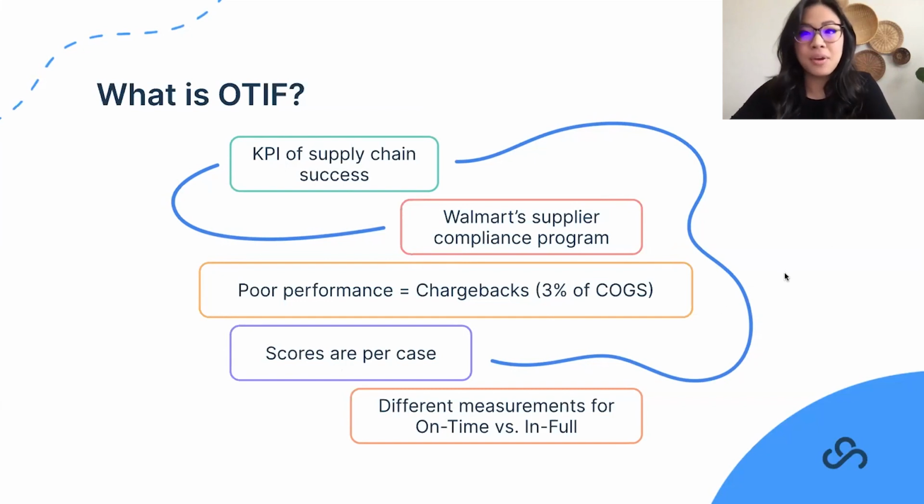So another thing to point out that not everybody knows is that there are different measurements for on time versus in full. So when they first introduced the OTIF program, you used to have a general OTIF score just as a whole. And now they've broken it out into an on time piece and an in full piece. So you can be fined separately along those two different silos.